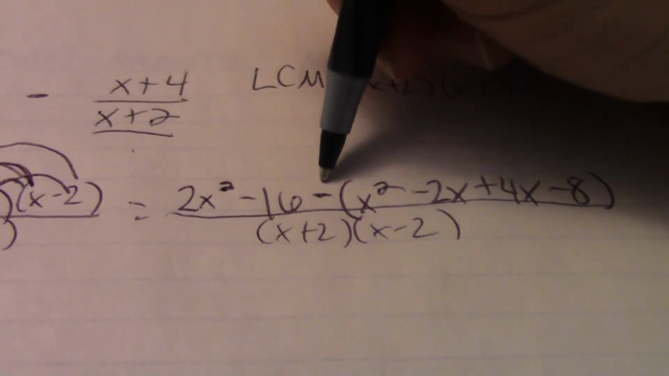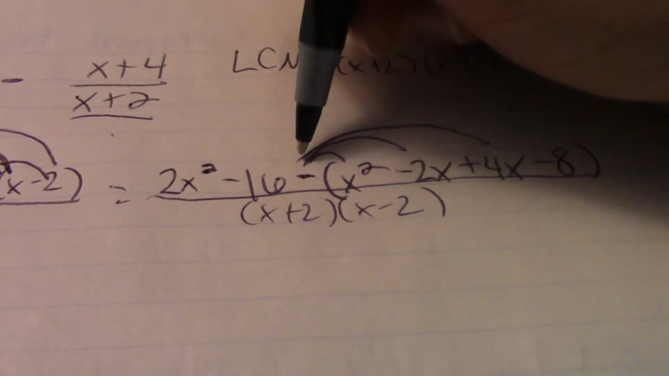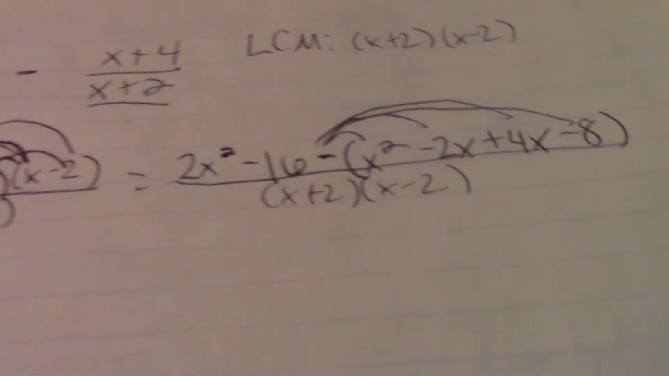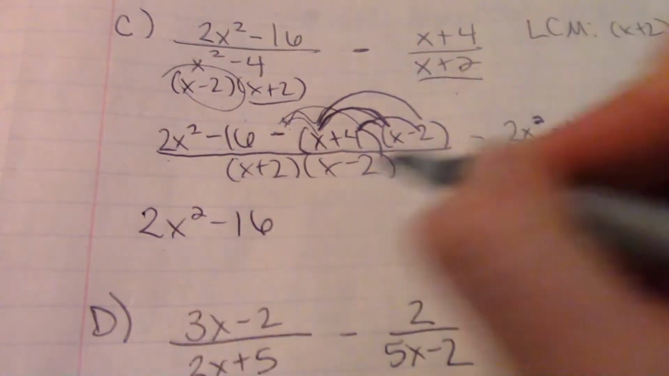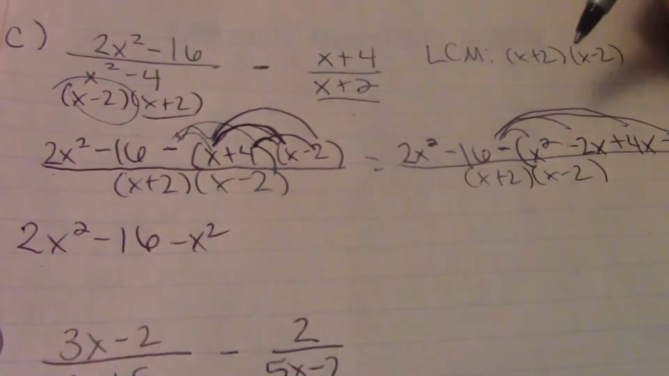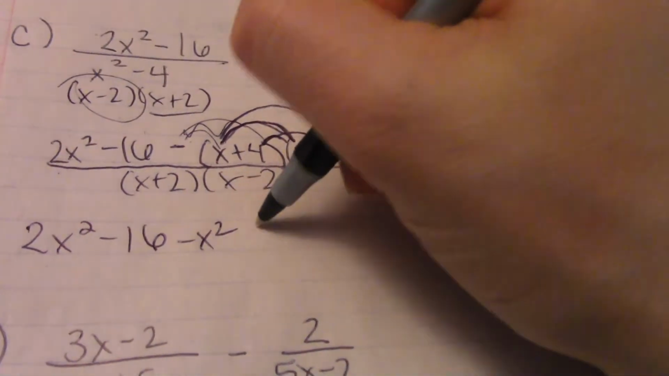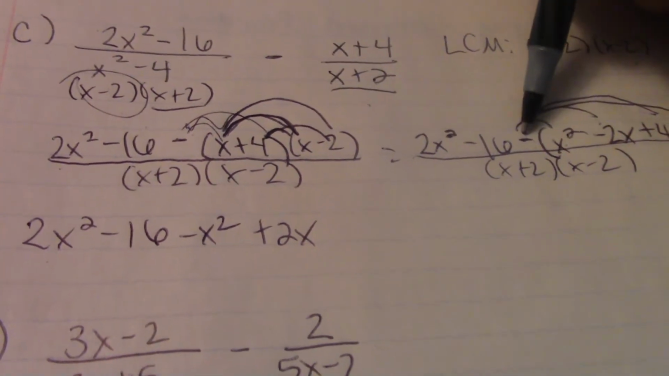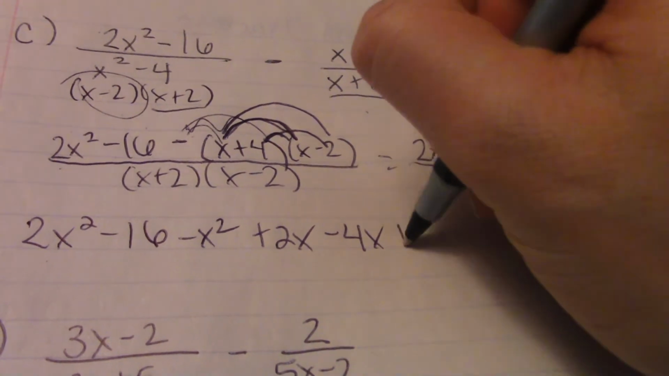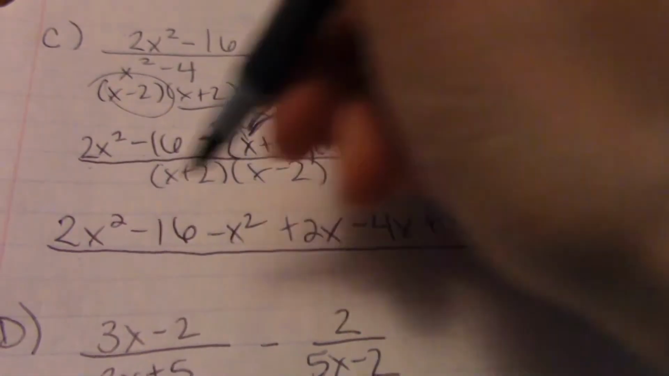Now I'm going to go ahead and distribute this in. You could do this in a couple different orders or combine things at once if you were able to do that. So I'm going to bring down my 2x squared minus 16 minus x squared. Negative and negative make it plus 2x. Negative and a positive make a negative 4x. Negative and negative make a positive 8. And all of this is still over x plus 2, x minus 2.